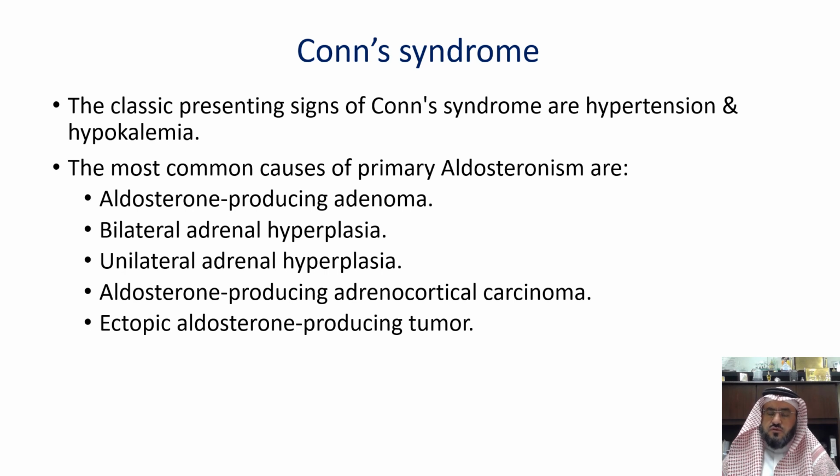The most common causes of primary hyperaldosteronism: number 1, aldosterone producing adenoma; number 2, bilateral adrenal hyperplasia; number 3, unilateral adrenal hyperplasia; number 4, aldosterone producing carcinoma or ectopic aldosterone producing tumor. All these are the causes of primary hyperaldosteronism.